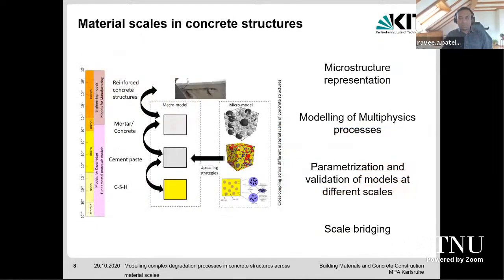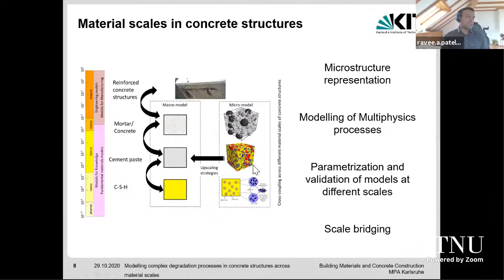So to begin with multiscale modeling, we first need to know the scale which we are dealing with, right? Concrete structures are a very hierarchical material, starting from the nano level to the macro level. There are several intermediate scales. One can start right from the fundamental building blocks of cementitious material, which we call CSH, which is nothing but an amorphous phase consisting of calcium silicate hydrate.